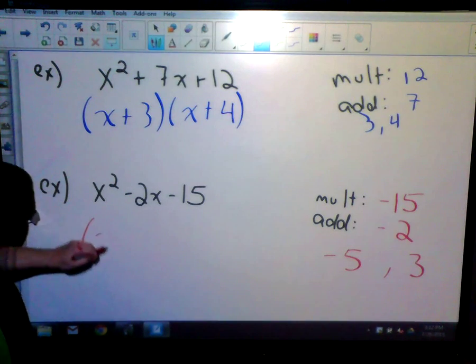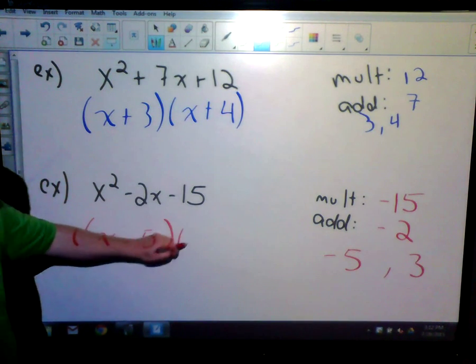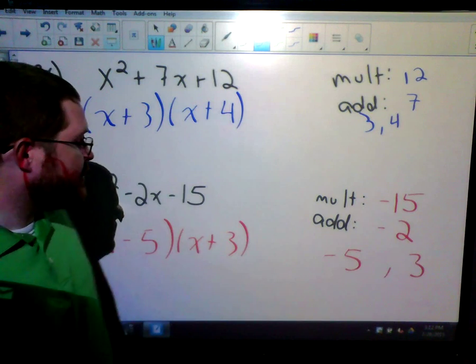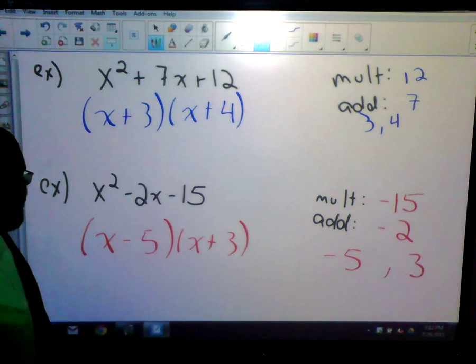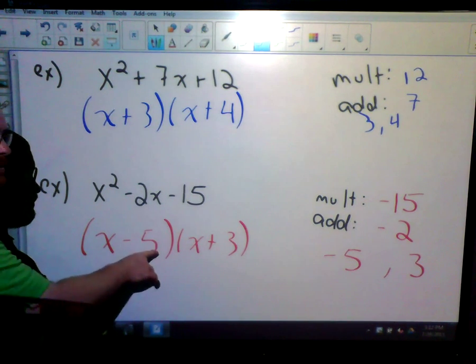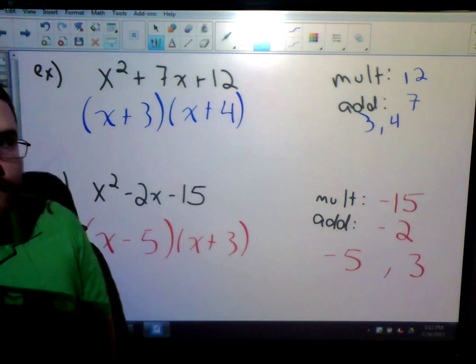So now write them as factors. X minus 5, x plus 3. And yes, I could have put x plus 3, x minus 5. But the minus has to be with the 5 and the plus has to be with the 3.